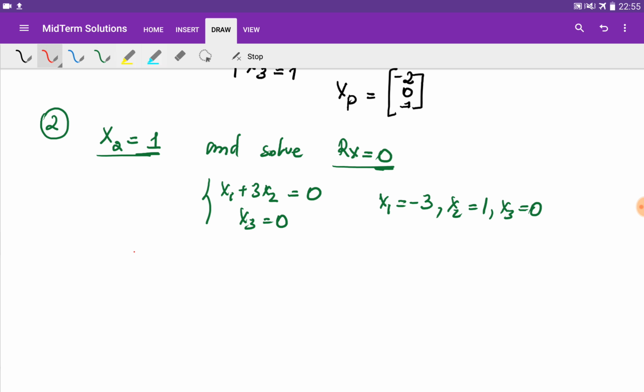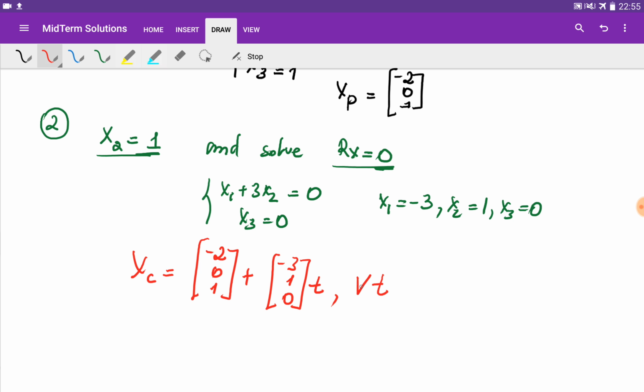And we can write down the complete solution for the system as the particular solution, minus 2, 0, 1, plus the span of the special solution, which is going to be minus 3, 1, 0, multiplied by some constant. For all values of this constant, this is going to be the solution. So we basically can generate infinitely many solutions by choosing different values for this constant t.